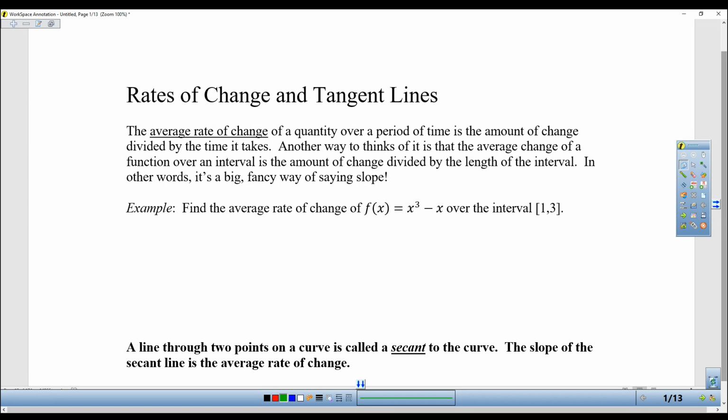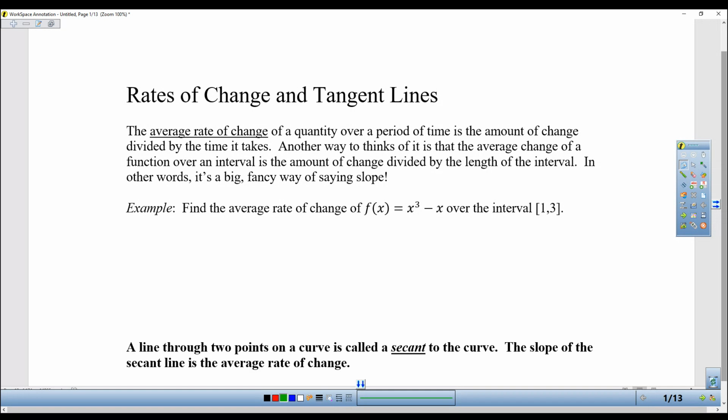The average rate of change of a quantity over a period of time is the amount of change divided by the time it takes. Another way to think of it is that the average rate of change of a function over an interval is the amount of change divided by the length of the interval. In other words, it's a big fancy way of saying slope.